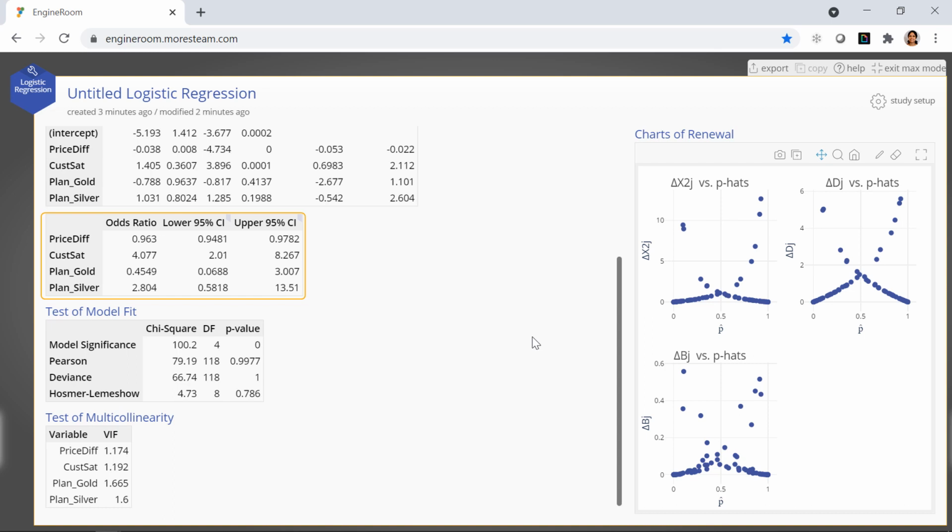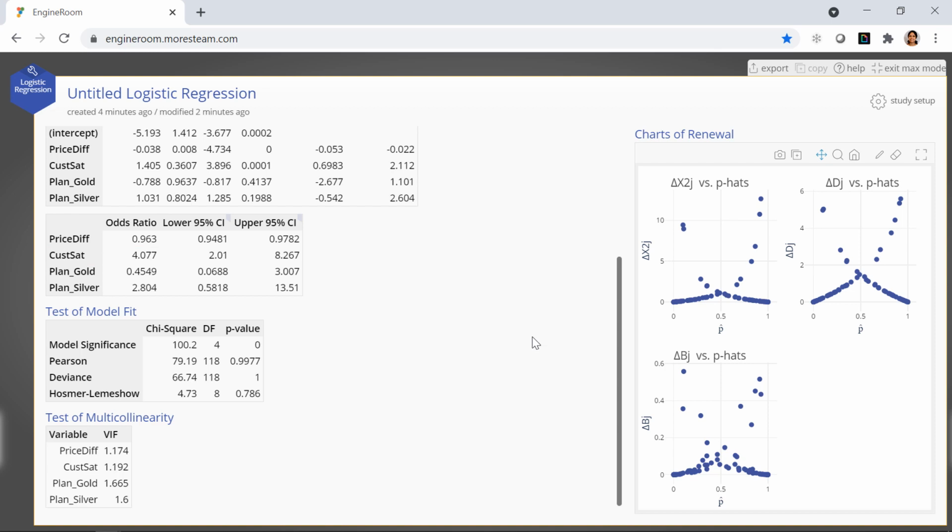The next table shows the odds ratios. Recall that an odds ratio less than 1 means that the event, in this case renewal, is less likely as the value of the underlying predictor increases. An odds ratio greater than 1 indicates the opposite, that the odds of renewal increase with the predictor variable. So we see that the odds of renewal decrease slightly as the price differential increases with respect to the benchmark, and the odds increase by a factor of 4 times as satisfaction increases by a single rating.